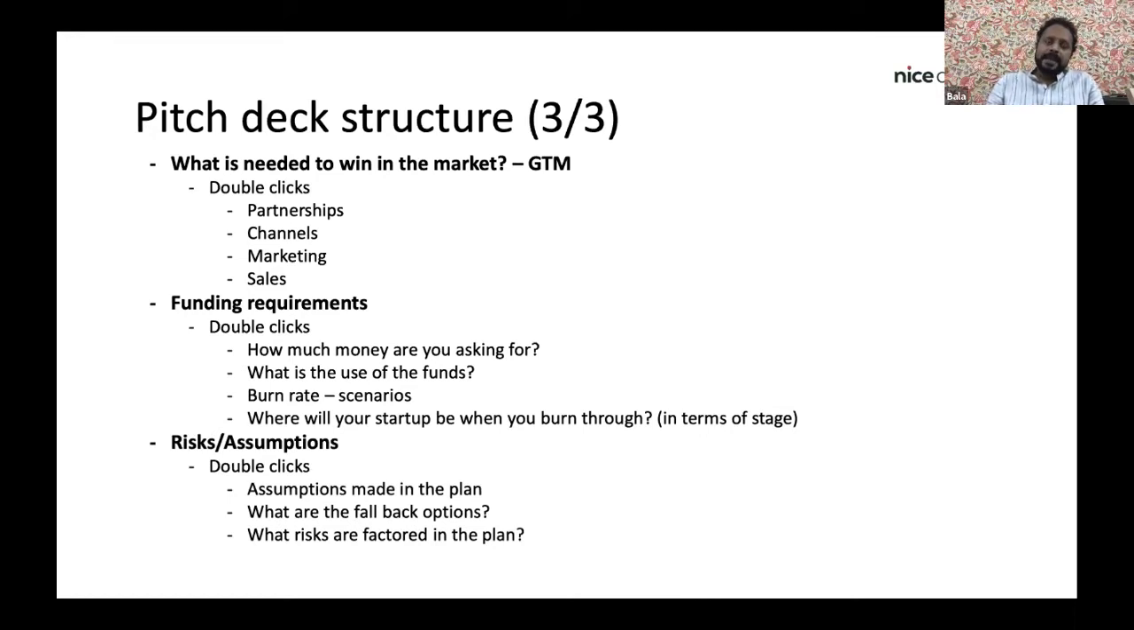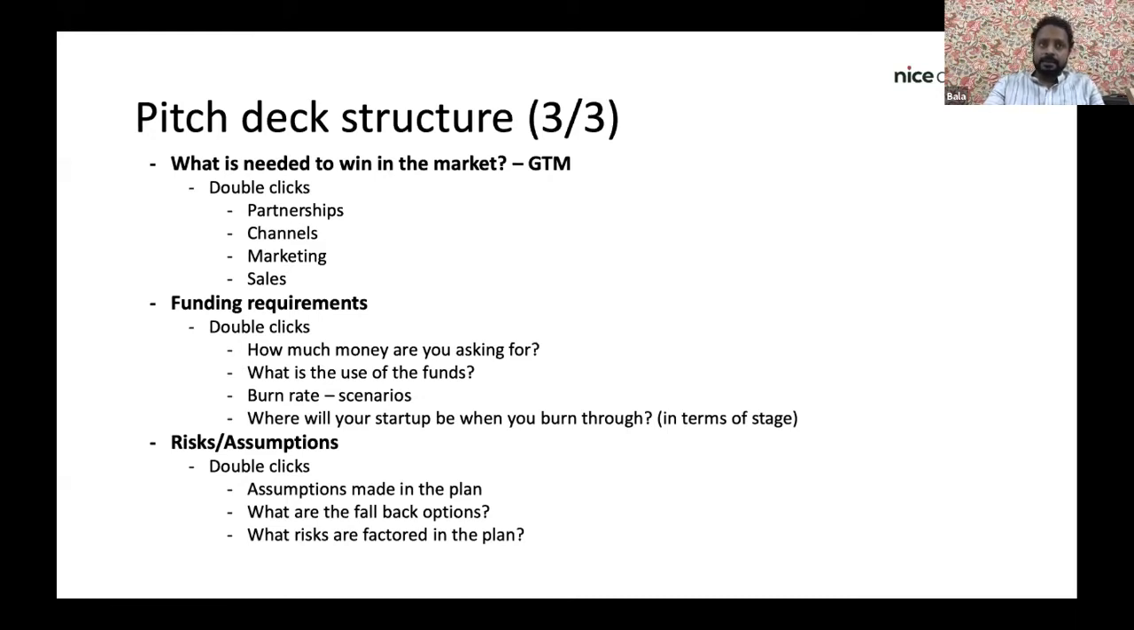So what assumptions are made in your plan? What are the risks you are taking in the plan, and how do you plan to manage those risks, right? What are your fallback options there? These are things that you have to include in your pitch.